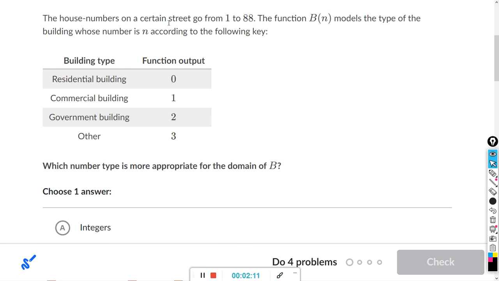So the house numbers on a certain street can go from 1 to 88. The function b of n models the type of building whose number is n according to the following key. If it's a residential building, it's a 0. If it's a commercial, it's 1, and so on. Which number type is more appropriate for the domain of B? So we're looking for domain, the possible values for n.